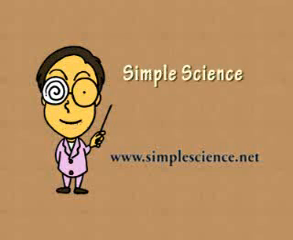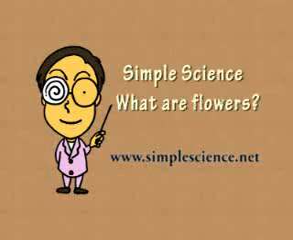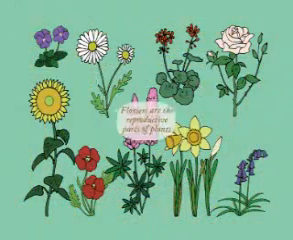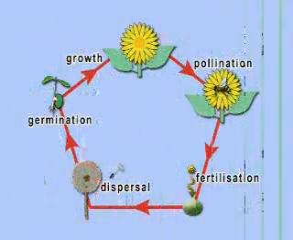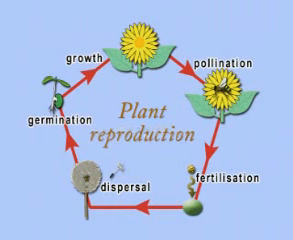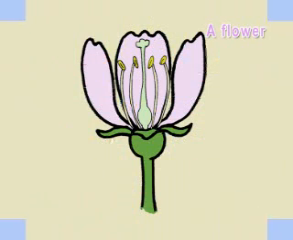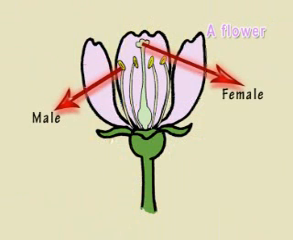Simple science. What are flowers? Flowers are the reproductive parts of plants. Reproduction is the process by which plants produce seeds, which grow into new plants. A flower has male and female parts.